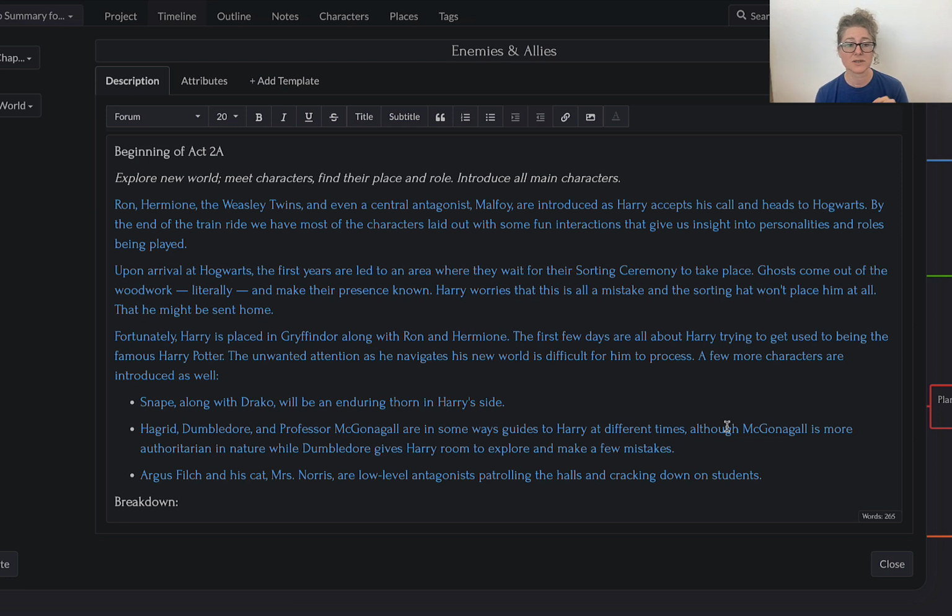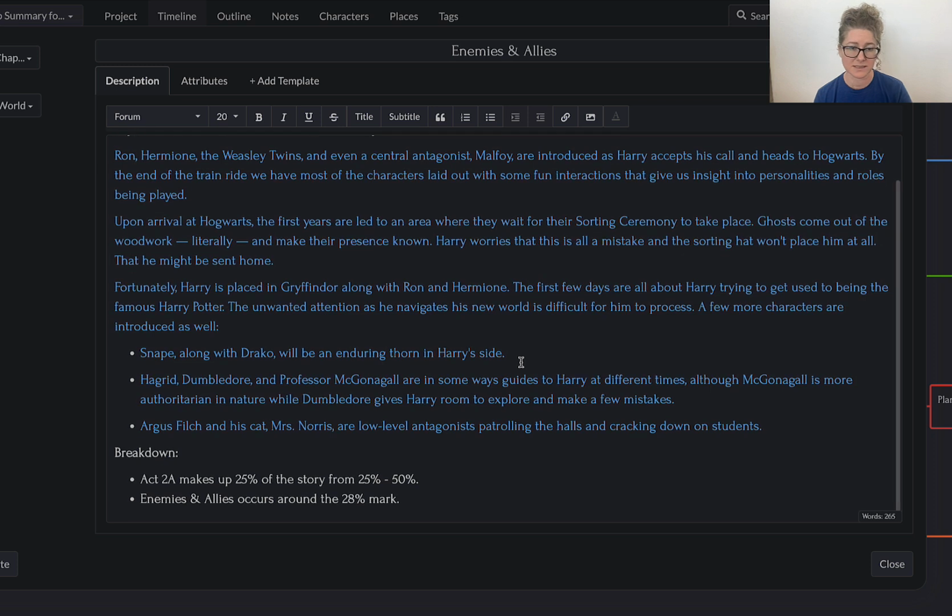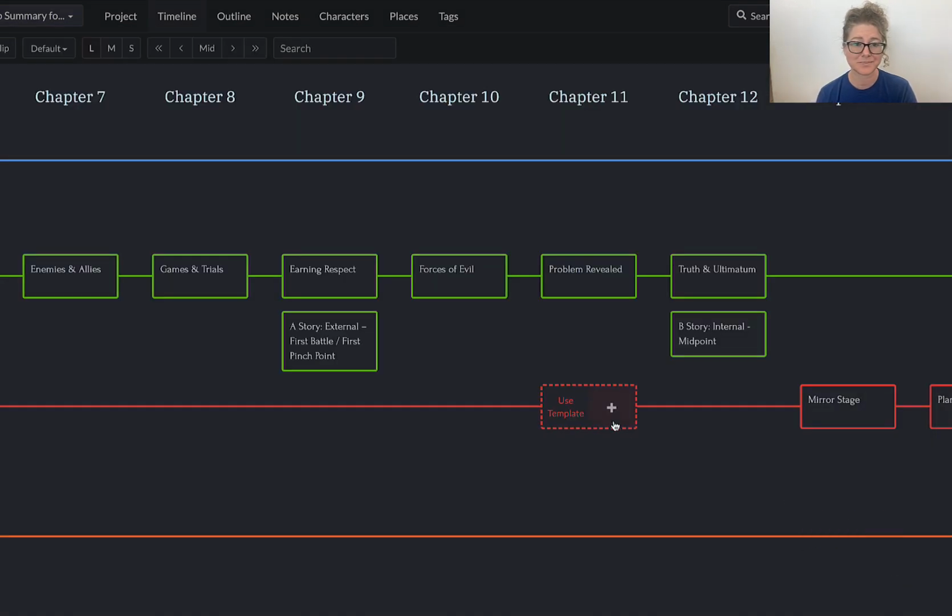A few more characters are also introduced as well throughout this process as he gets to know his place in the wizarding world and also at Hogwarts. So Snape, along with Draco, will be an enduring thorn in Harry's side. Hagrid, Dumbledore, and Professor McGonagall are in some ways guides to Harry at different times, although McGonagall is more authoritarian in nature, while Dumbledore gives Harry room to explore and make a few mistakes. Argus Filch and his cat, Mrs. Norris, are low-level antagonists, patrolling the halls and cracking down on students, and boy, are they a pain.